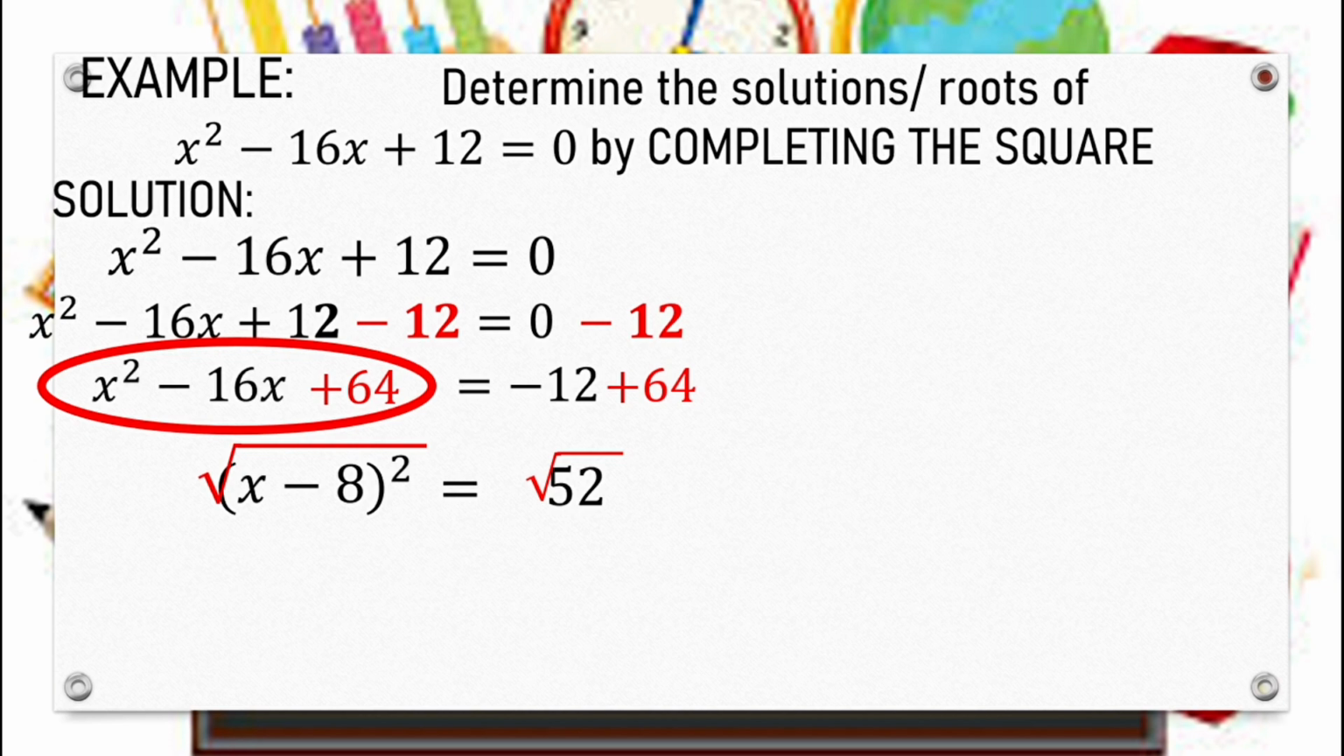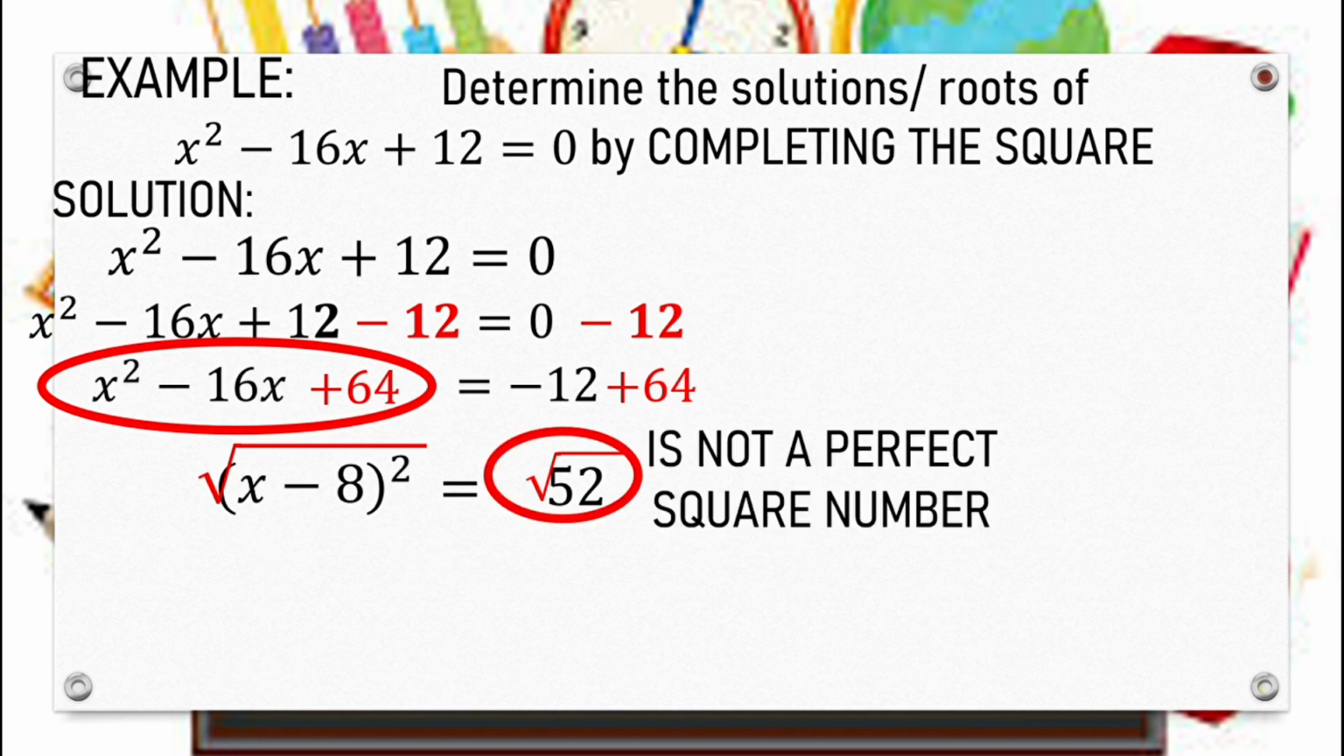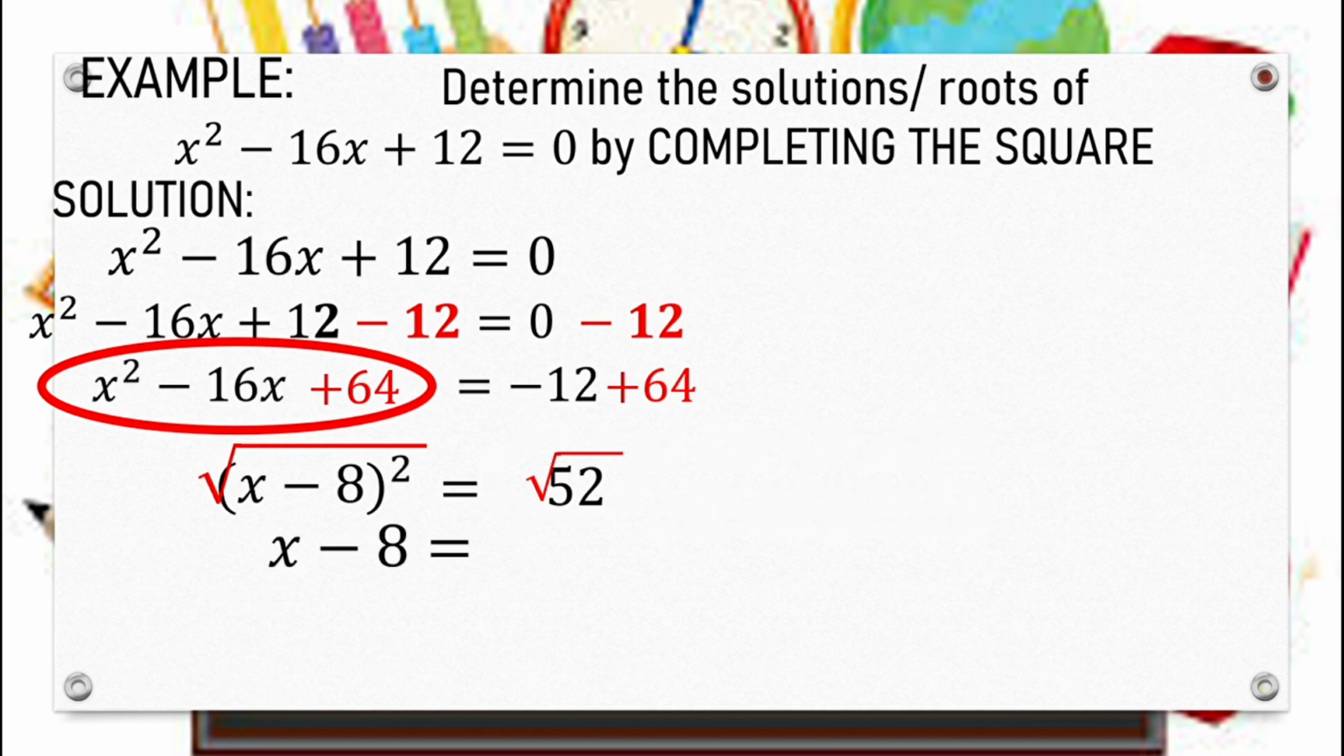In this certain equation, here, square root of 52 is not a perfect square. So we need to simplify this radical as we look for factors of 52 where one is a perfect square and the other is a non-perfect square. In this case, 52 has factors 4 and 13. Here, 4 is a perfect square and 13 is a non-perfect square.